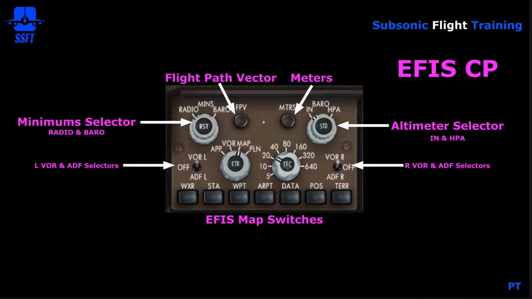At the bottom there are EFIS map switches. Each of these switches controls information that's displayed on the ND. You can display weather radar returns, or display VOR nav aids, or waypoints that are in the database, airports that are in the range on the ND, various data information that shows up at waypoints when you push the data switch. Position would display your GPS and IRS position along with some raw data radials, and then terrain would display terrain on the ND.